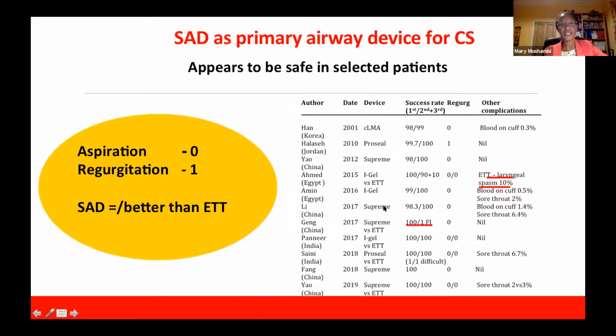So let's look at the results from the papers that I mentioned earlier on. What is surprising is that it does appear to be safe to use a supraglottic airway device in these selected patients. There was no case of aspiration. There was only one case of regurgitation, which occurred at the time of applying fundal pressure. And therefore, overall, the supraglottic airway device actually is performing, if not better than, an endotracheal tube.